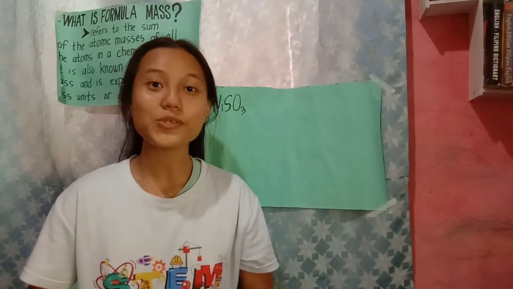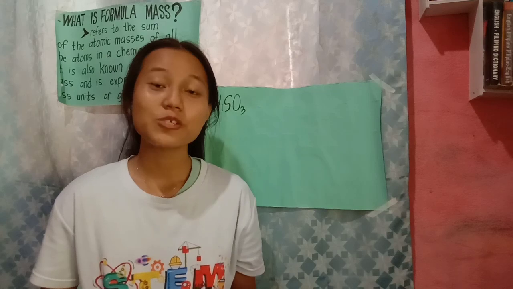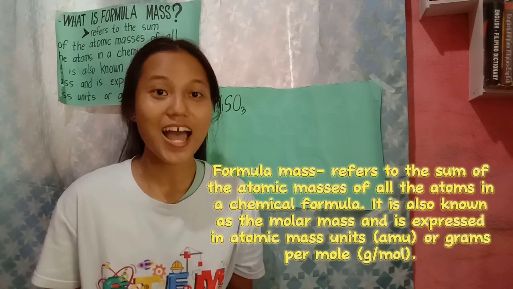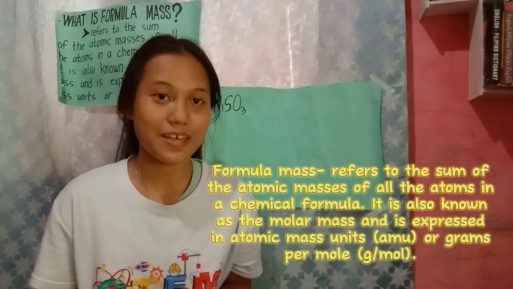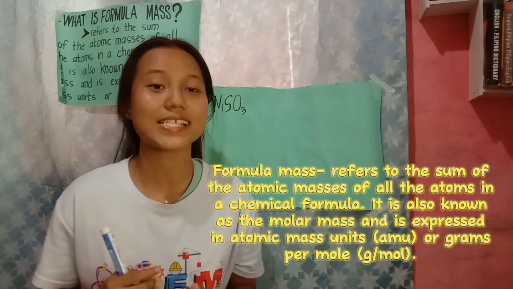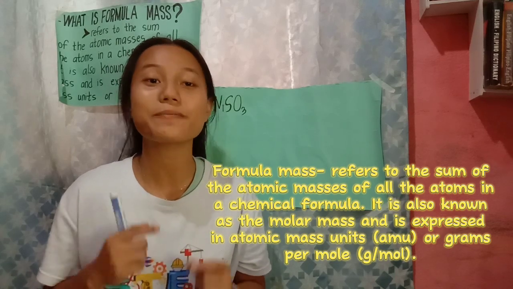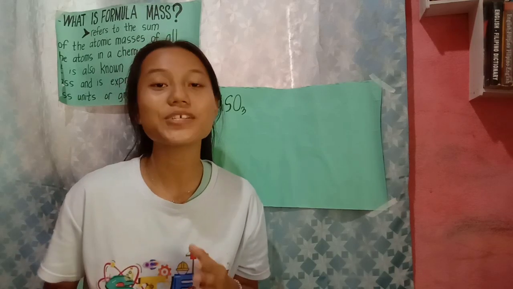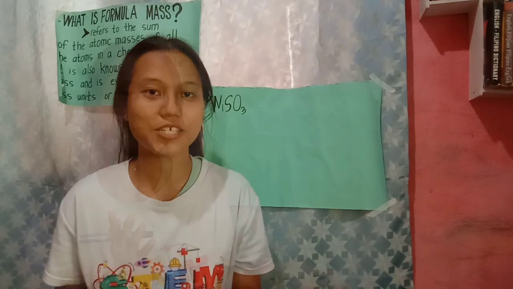Now let's try to solve formula mass. But let us first define what formula mass is. Formula mass refers to the sum of the atomic masses of all the atoms in a chemical formula. It is also known as the molar mass and is expressed in atomic mass units or grams. In solving formula mass, there are several steps we need to consider.